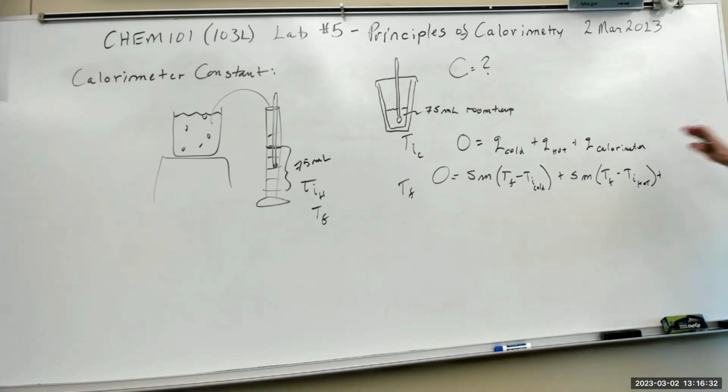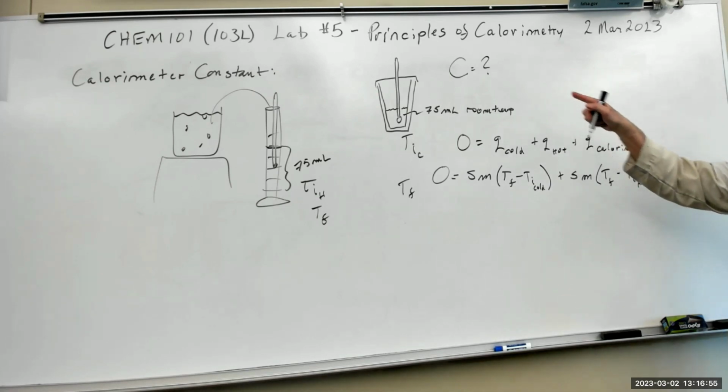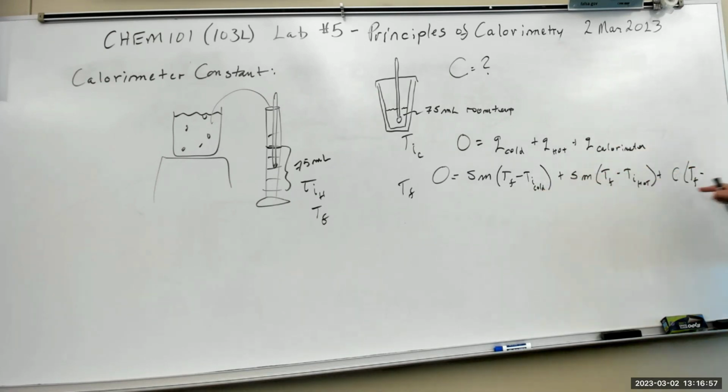And then the calculation for the calorimeter is simply C times delta T. Right? C is unknown. That's what we're going after. And here we have final temperature minus what? The initial temperature is the same as the cold, because we put the cold water in the calorimeter first. So this one is exactly the same as this one.